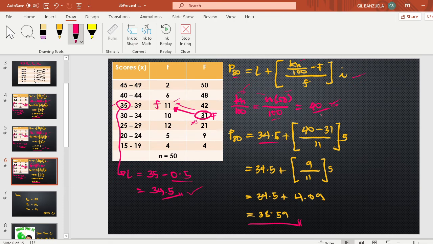Then plugging in all the values, alright, our Kn over 100 is equal to 40. The cumulative frequency is 31, and the frequency where the lower limit is 11, and the class interval is 5. Then let's simplify. So 34.5 plus 40 minus 31 is 9, 11, 9 over 11 times 5. So pressing that to your calculator, then we will arrive at 4.09 plus 34.5. So that would be in total of 38.59. So therefore, P of 80 is located at the 39th position.